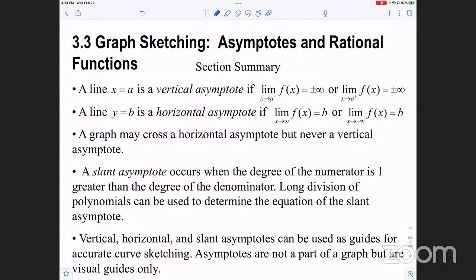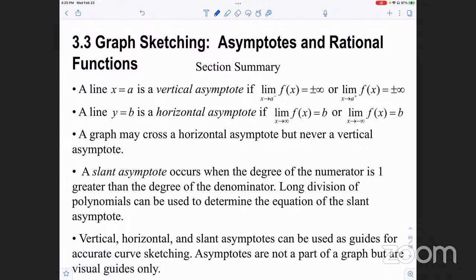So a line x equals a is a vertical asymptote if the limit as x approaches a from the left tends to plus or minus infinity, or the limit as x approaches a from the right tends to plus or minus infinity. A line y equals b is a horizontal asymptote if as x goes to infinity, y goes to some number, or as x goes to negative infinity, y goes to a number. A graph may cross the horizontal asymptote, but never a vertical asymptote.